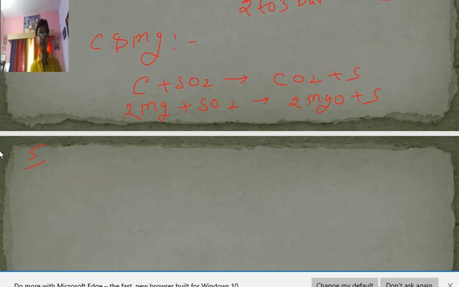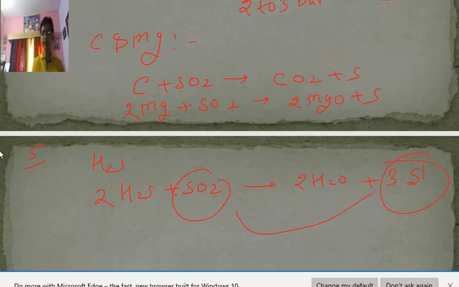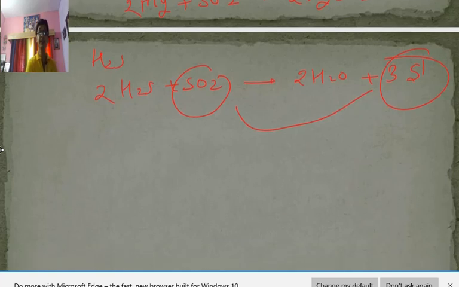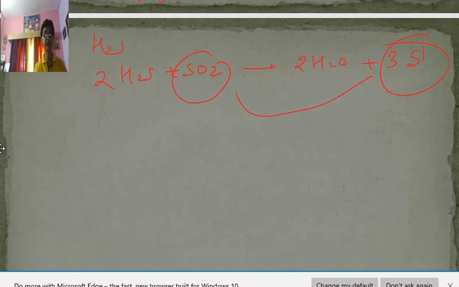Next is with H2S. H2S plus SO2 gives two molecules of water plus sulfur. It means sulfur dioxide changes to sulfur, just like formation of a colloidal solution of sulfur. The most important reaction of sulfur dioxide is as a reducing agent.